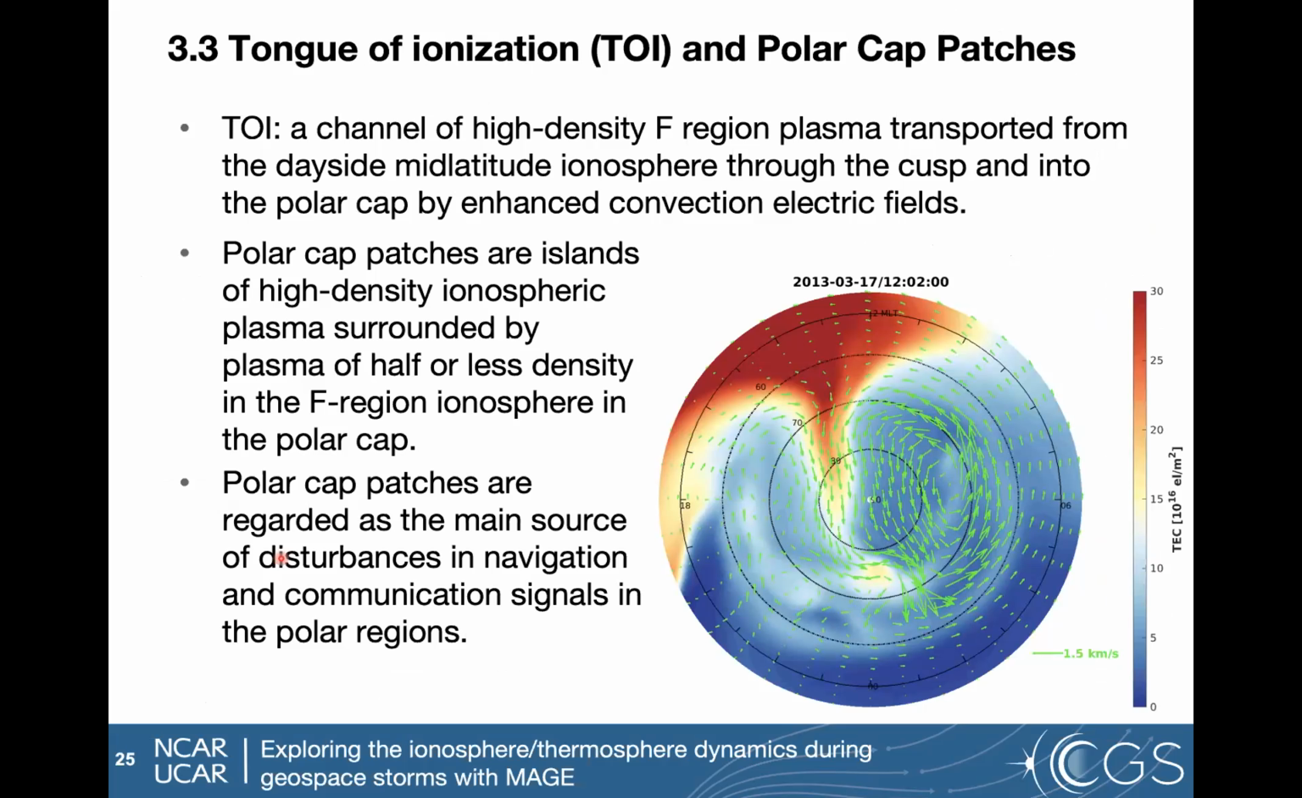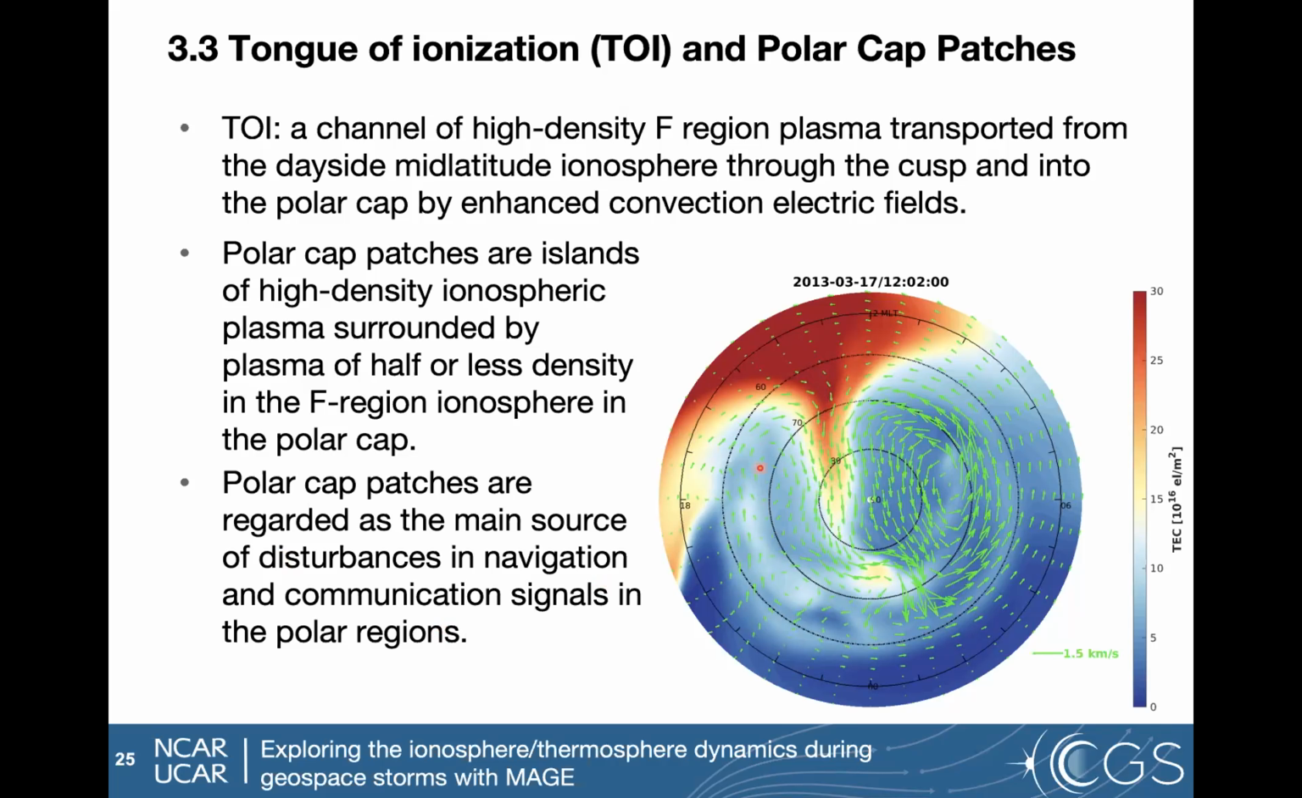So now finally we are entering the polar cap, and one of the most well-known features here is the so-called tongue of ionization and the polar cap patches. Basically, the TOI is a channel of high density plasma. It gets transported from the day side mid-latitude into the cusp and the polar cap due to the enhanced convection electric field.